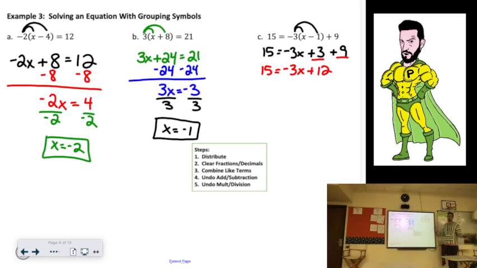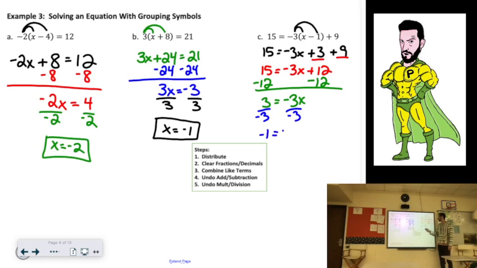Now, if you wanted to, you could subtract the 3 from both sides, and then subtract the 9 from both sides. That's fine. This way, we're just going to get rid of our plus 12 by subtracting. So as long as you are keeping the equation balanced, you're fine with your steps there. So we're going to subtract 12. 15 minus 12 is 3, so we have 3 equals negative 3x. It's negative 3 times x, so we will divide by negative 3. And 3 divided by negative 3 is negative 1 again. How fun is that?